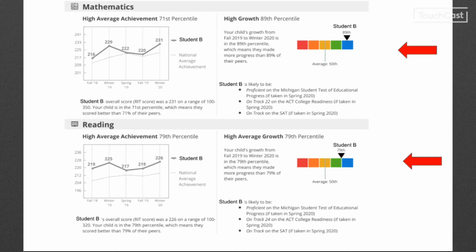Student B is at the 89th percentile for growth in math, which means they grew as much or more than 89% of similar students from across the country. Student A is in the high growth mark in math. This is something that you should get excited about. Student B is also at the 79th percentile for growth in reading, which means they grew as much or more than 79% of similar students from across the country. They are at high average growth mark in reading.